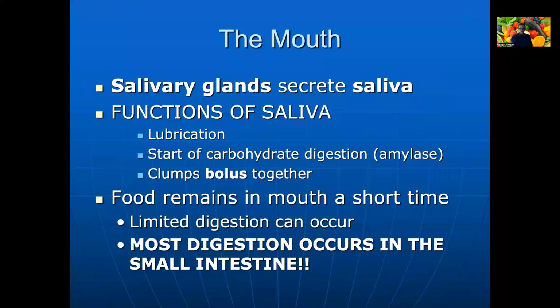Most digestion occurs in the small intestine. Let me repeat that. Most digestion is going to happen in the small intestine. And in fact, virtually all digestion happens in the small intestine. The mouth is really just there to take big particles and break them down into smaller particles through mastication. And again, that's the fancy word for chewing. Limited digestion occurs in the mouth.